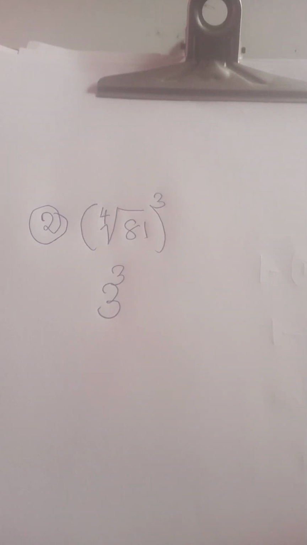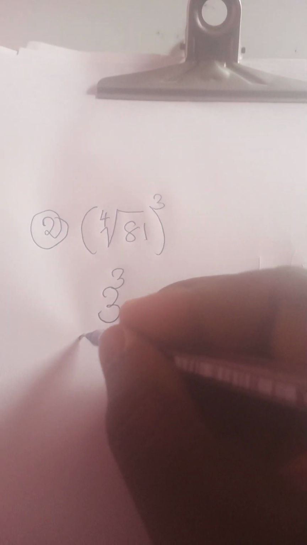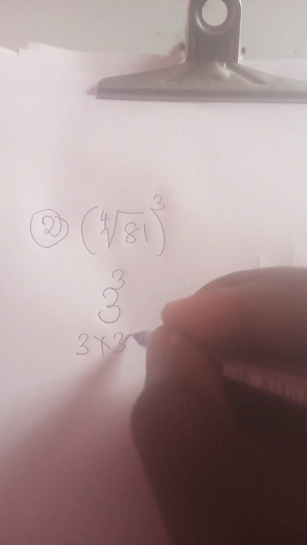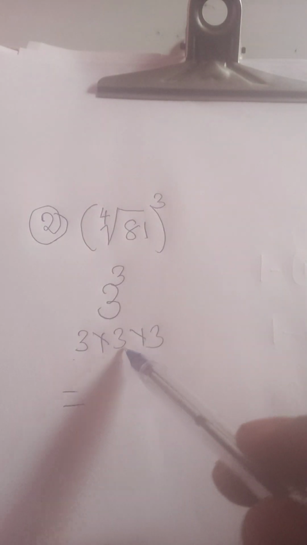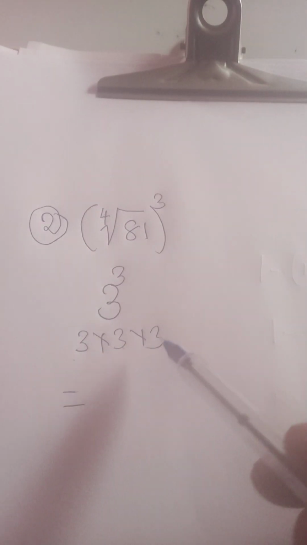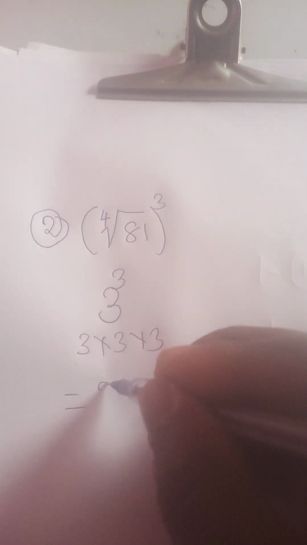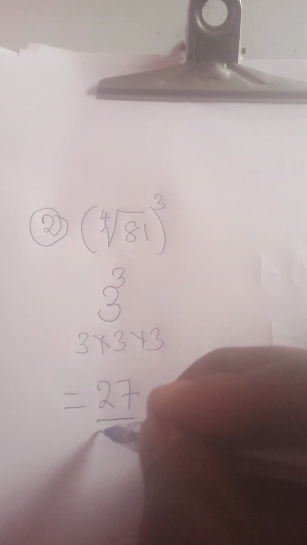Now 3 to the power 3, it means 3 times 3 times 3. What do you get? 3 times 3, 9. 9 times 3, 27. That's how you answer this question.